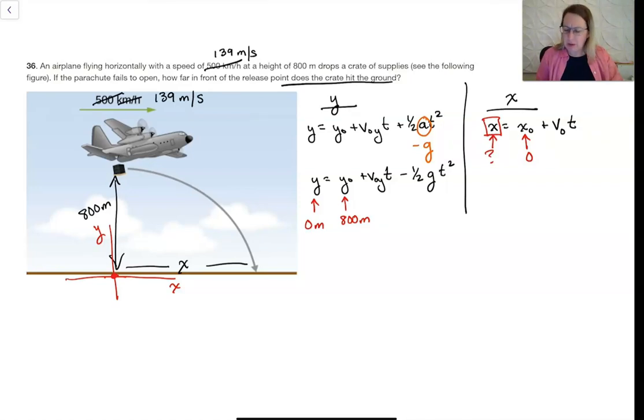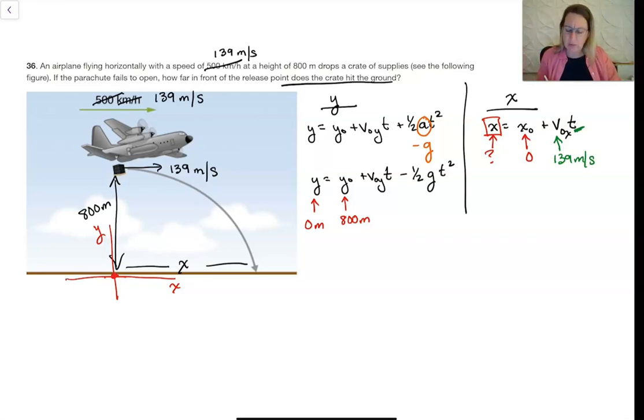And so we know something about our velocity in the x direction. That's the initial speed, because when something is dropped, it keeps whatever speed it had from the point of view of the ground. This has an initial speed of 139 meters per second in the x direction. If it's just released, it doesn't have an initial speed in the y direction. And then we can see if we can find the time, then we can find our x value. So that's a matter of finding our time.